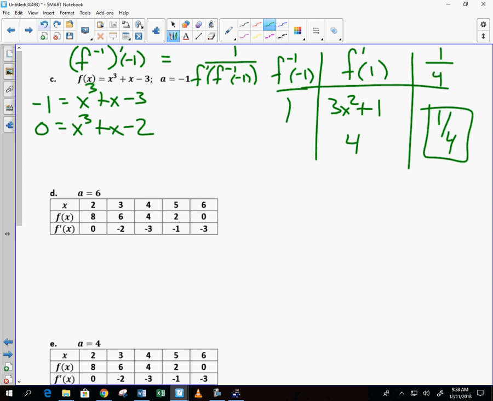Okay, you see how I got 1? So I have the derivative. So I take the derivative. Derivative is 3x squared plus 1. Yes. Yep, we're always taking the derivative of the original function. Yep. Then we plug in 1.